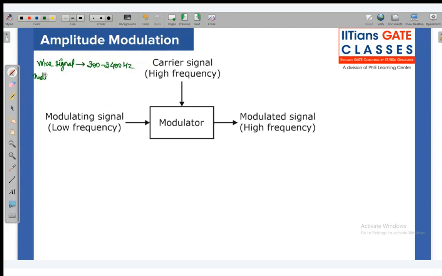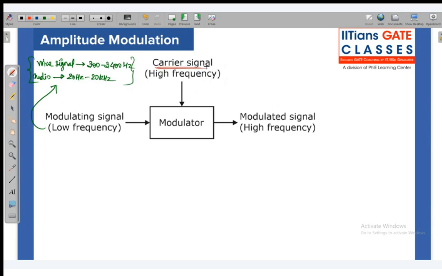Similarly, the audio signal is what we can listen to. So what is audibility? We can listen from 20 hertz to 20 kilohertz. All these signals are considered low frequency signals. We want to convert this low frequency signal into a high frequency signal. So we want to convert it. How do we convert it?